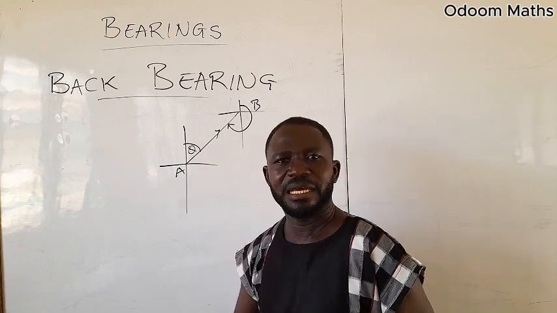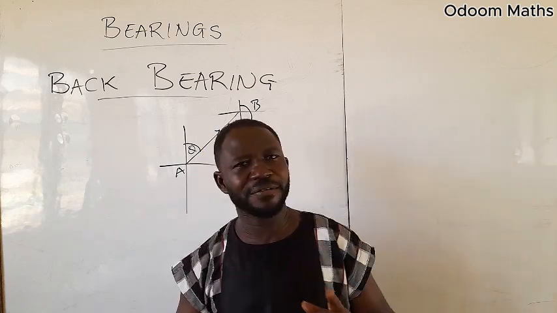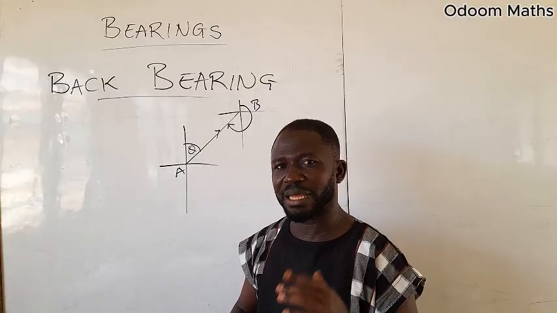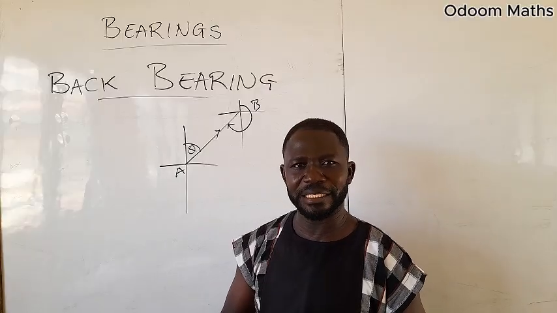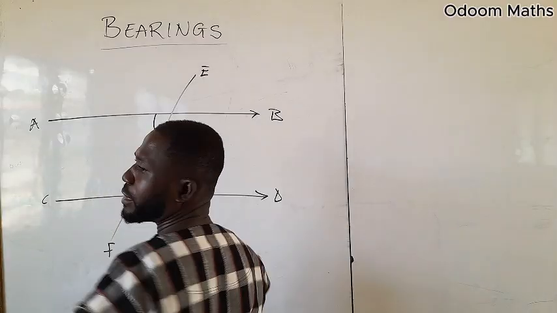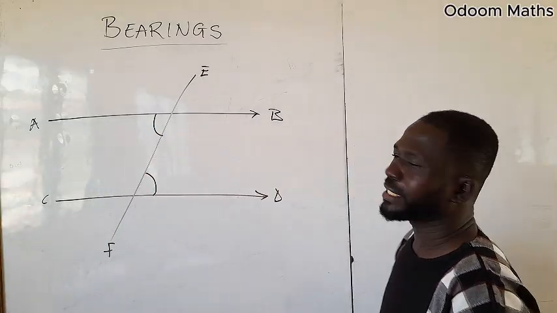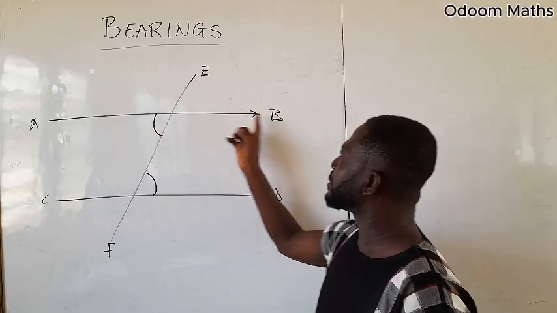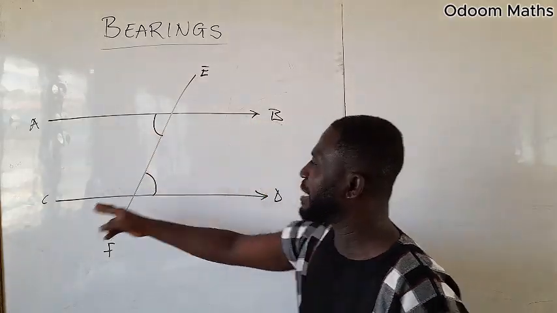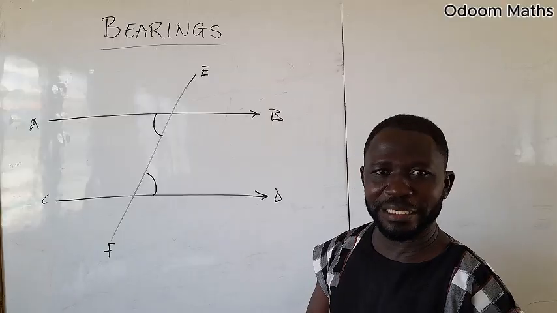But before then, I want to clean this and then remind ourselves on properties of parallel lines. We did this some time ago. Properties of parallel lines. So let's go through that and then come back to back bearings. Okay. Now let's look at these lines. So line AB and line CD are parallel lines.